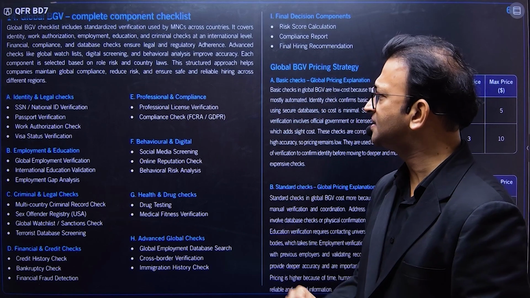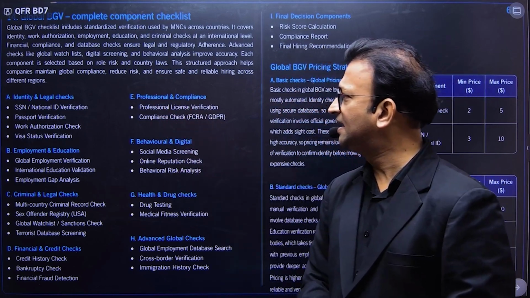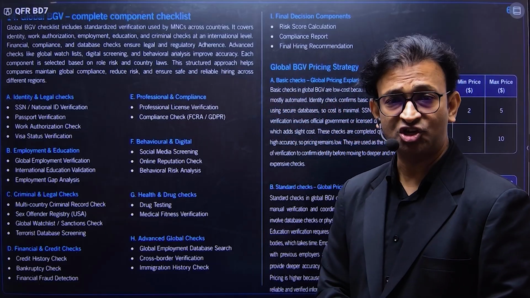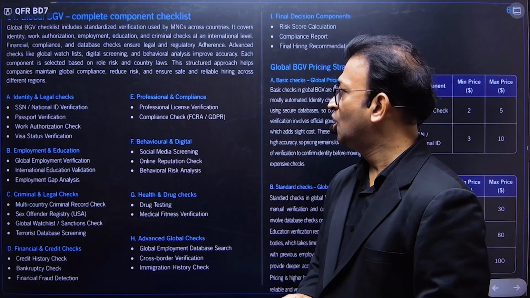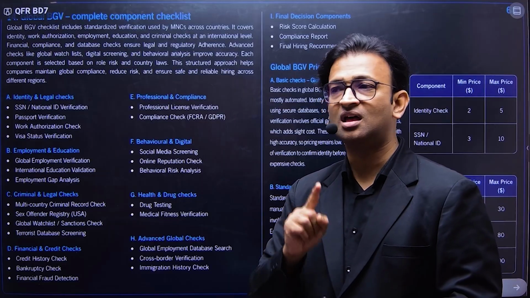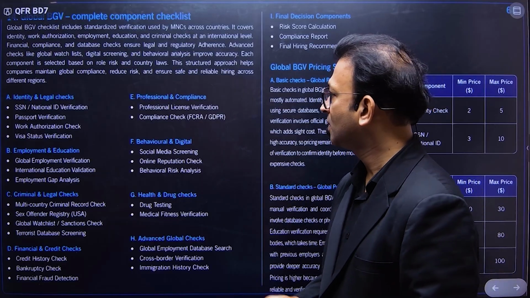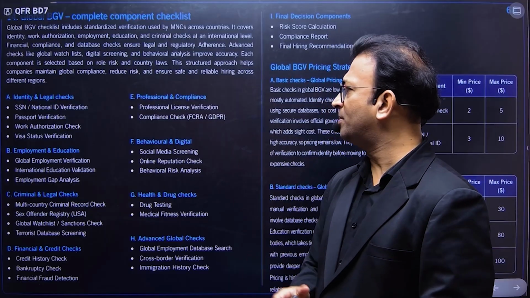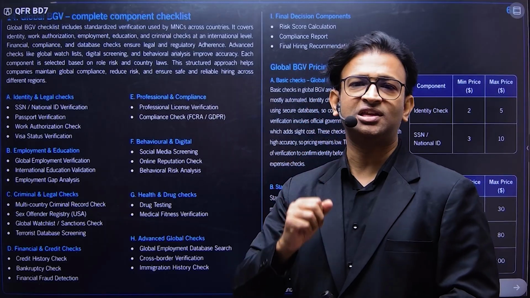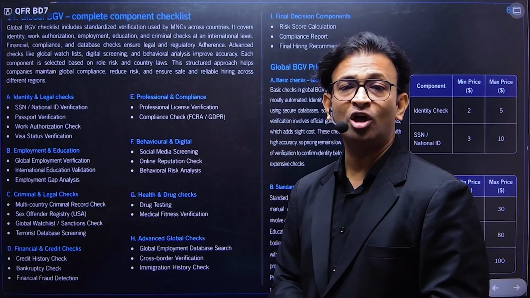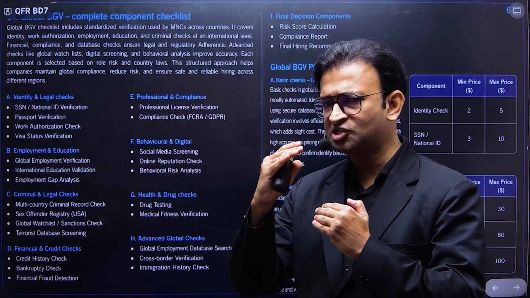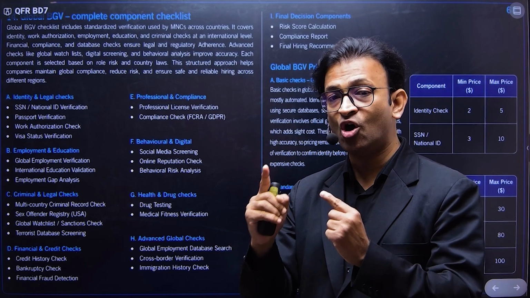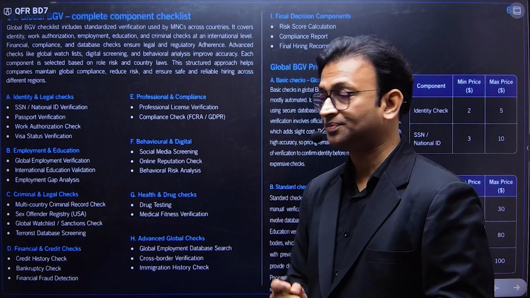To summarize, A. Identity and legal checks include SSN, national ID verification, passport verification, work authorization check, and visa status verification. Number B, employment and education. Global employment verification, international education verification, and employment gap analysis, which is probably the most important part because employers want to know what happened in the gap.